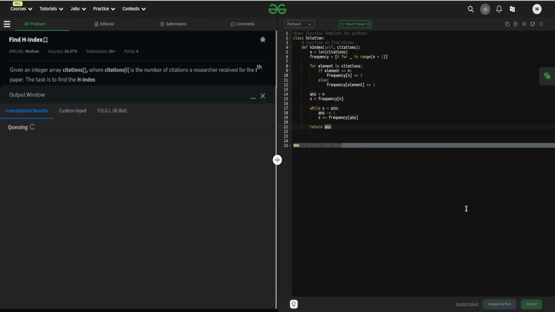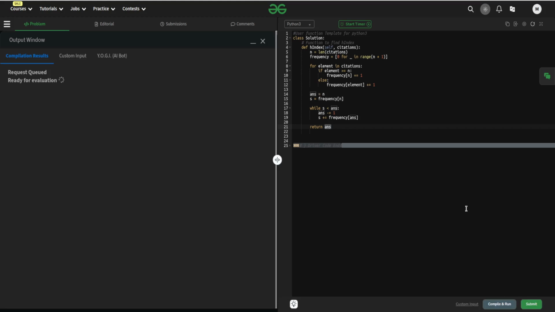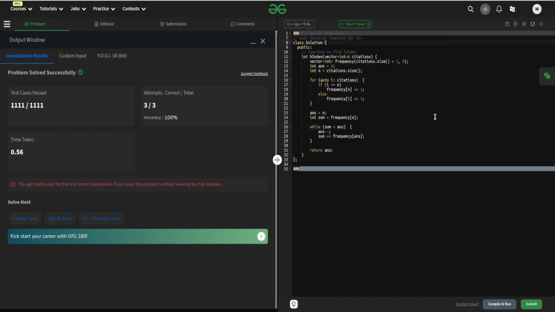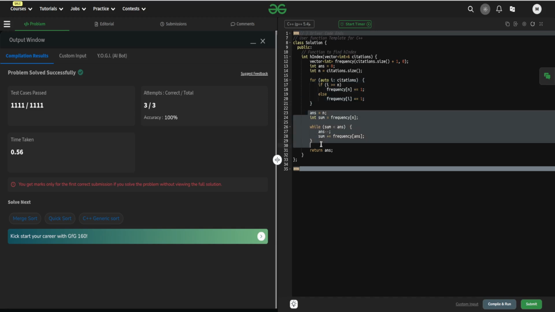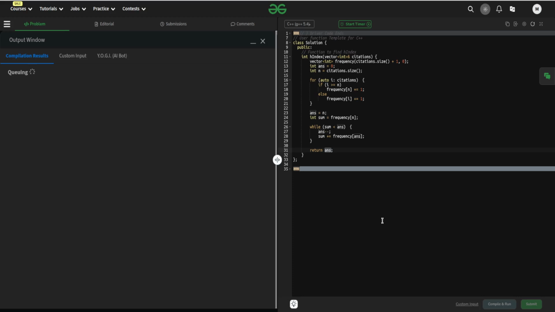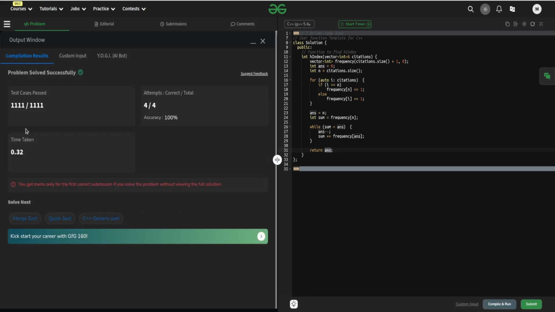So that's the Python implementation, folks. Now let us submit our solution. So our Python solution got accepted. Now let us look at the C++ implementation. So the C++ implementation is also the same, folks. The frequency vector is there, answer and n are there. Then we are preparing the frequency array, and towards the end we are computing the h index and returning that value. So that's the C++ implementation, folks. Now let us submit our solution. So our C++ implementation also got accepted.